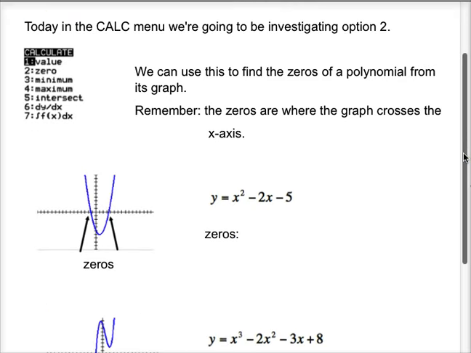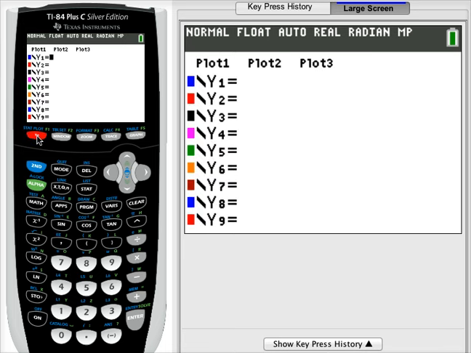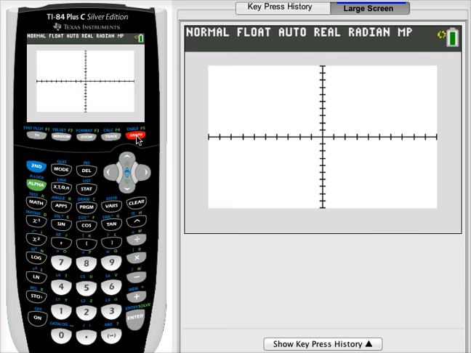First thing, again, you always need to graph it. That's the point of having these graphing calculators, is that we can graph these. So I want you to look at that first example. Okay, so we need to go into y equals, so we can graph x squared minus 2x minus 5. Hit graph, and there it is.